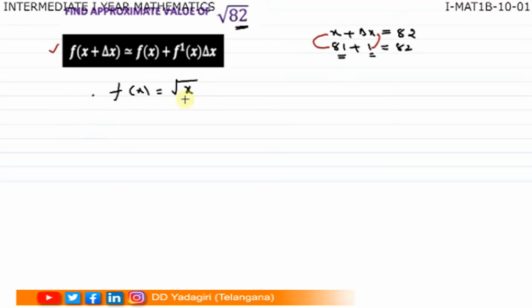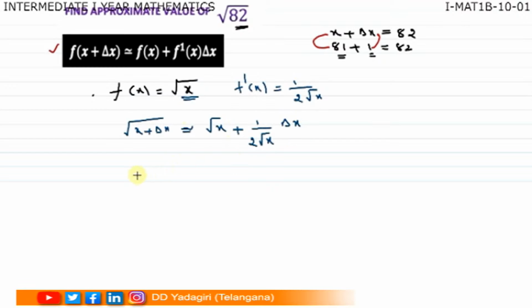So here f of x plus delta x means root of x plus delta x. This is approximately equal to f of x, which means root x, plus f dash x. F dash x means the derivative of root x, so I am writing f dash x by differentiating both sides with respect to x. From that I will get 1 by 2 root x, into delta x as it is. You substitute. Now this is root of x plus delta x.